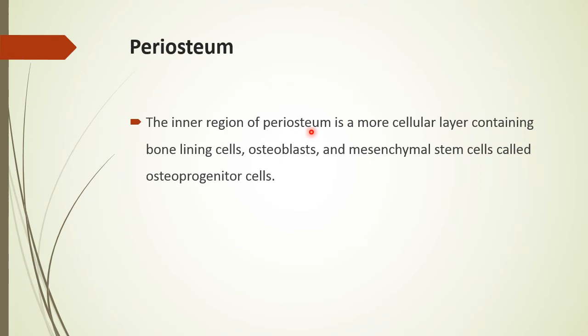The inner region of periosteum is a more cellular layer. The inner layer of the periosteum is more cellular, containing bone lining cells, osteoblasts, and mesenchymal stem cells called osteoprogenitor cells. So the inner layer of the periosteum is the cellular layer. The outer layer is the fibrous layer. The inner layer, which is the cellular layer, contains bone lining cells, osteoblasts, and osteoprogenitor cells.